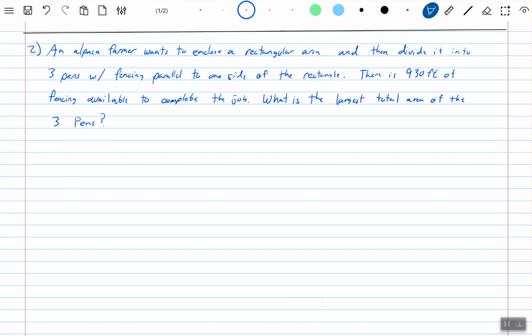All right. So here's our next problem. An alpaca farmer wants to enclose a rectangular area and then divide it into 3 pens with fencing parallel to one side of the rectangle. There is 930 feet of fencing available to complete this job. What is the largest total area of the 3 pens?